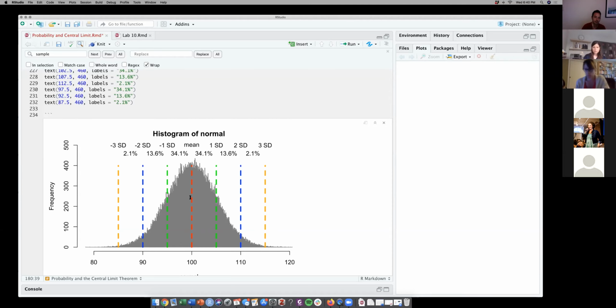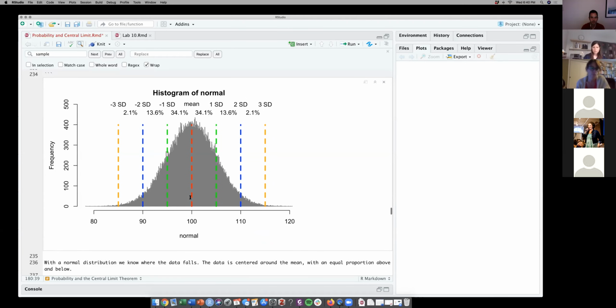Within 1 standard deviation, plus or minus of the mean, 68% of the data will fall. Within 2, roughly 95% will fall. Within 3 standard deviations, 99% of the data will fall, plus or minus the mean. And this is true for a normal curve. It just has a set shape. It's just a single shape of data.